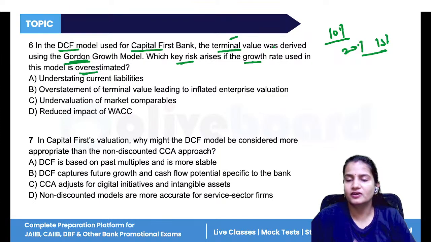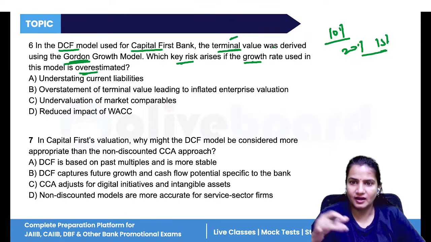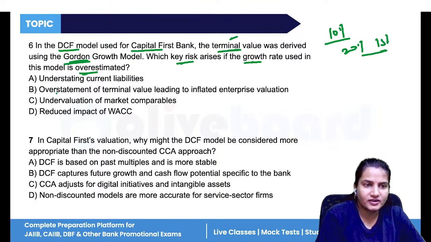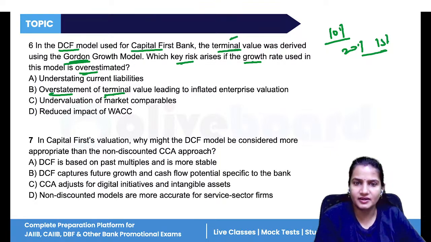So definitely when you are assuming that the growth rate is very high, it means that the enterprise is having inflated market value. So, overstatement of terminal value. So the terminal value is increasing very high, which leads to the inflated enterprise valuation.